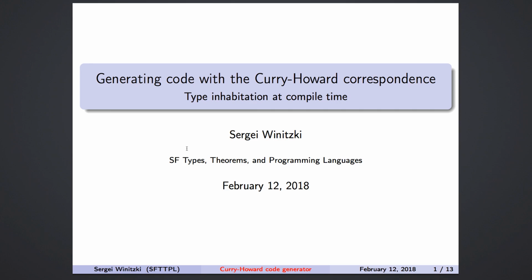So I want to do a lot of live coding to illustrate how this works. And the main thing that it uses is the Curry-Howard correspondence. So I'd like to ask you, how many of you don't know enough about Curry-Howard correspondence to understand why it could be useful for generating code from types? Okay.